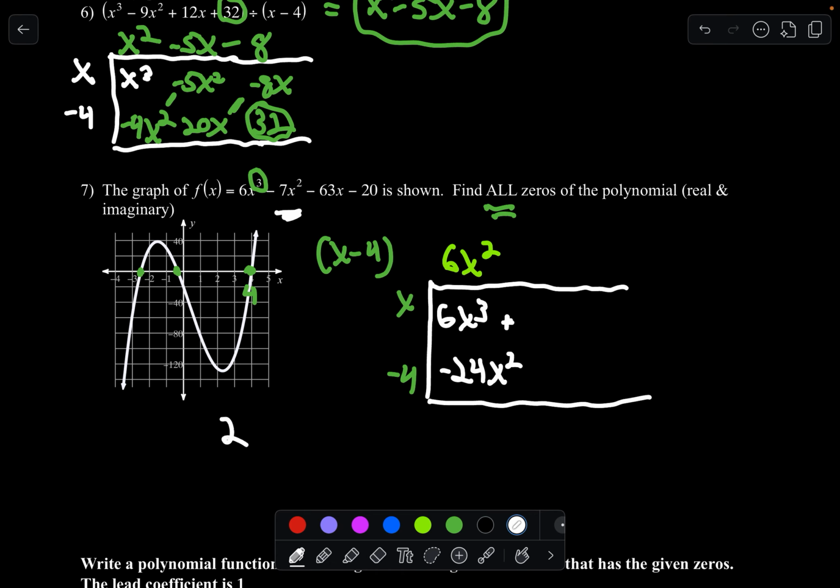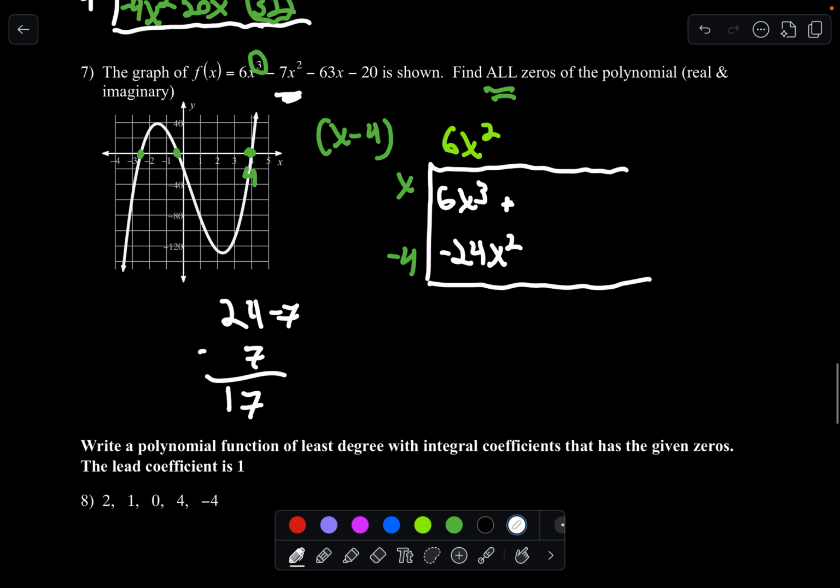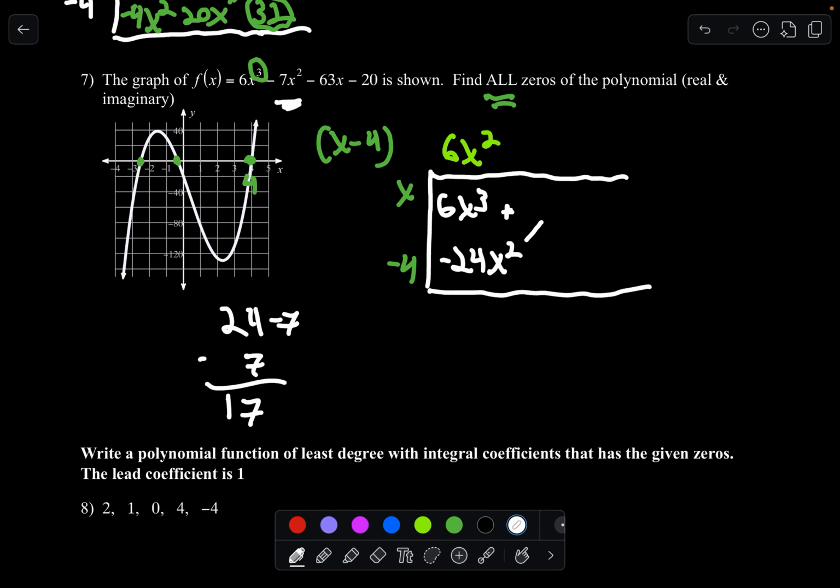And let's see, what's 24 minus 7? Why am I blanking on that? I do not know these things. Let's see, that's 17? Yeah, so this has to be 17x squared. What do you multiply x by to give us 17x squared? And you will say 17x.